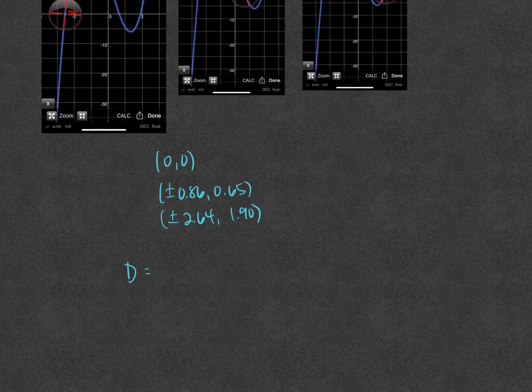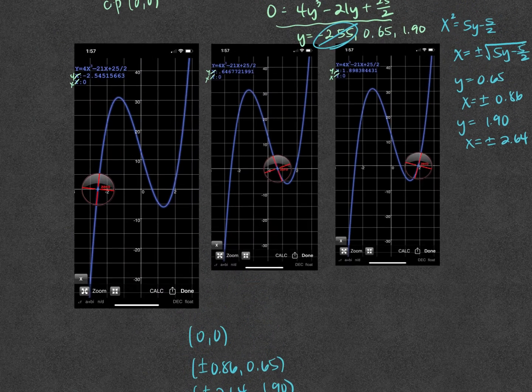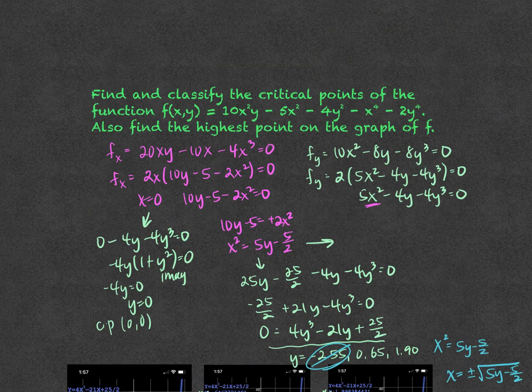So D is equal to f of xx, f of yy, minus f of xy quantity squared. Now we need to go back up because I don't remember f of xx. So f of x is this. Oh, that's going to be interesting. We should pick this up on a different screen.